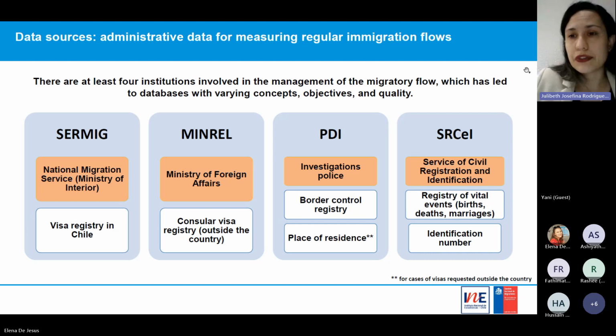On the other hand, we have the entries into or exits from the country through regular crossings that are handled by the investigation police, which is PDI. And for some records that lack address information, we also use a residence record of PDI. Finally, from the civil registry, we have the unique identification number that is given to all residents in Chile, and we also have the death records. Next, please.